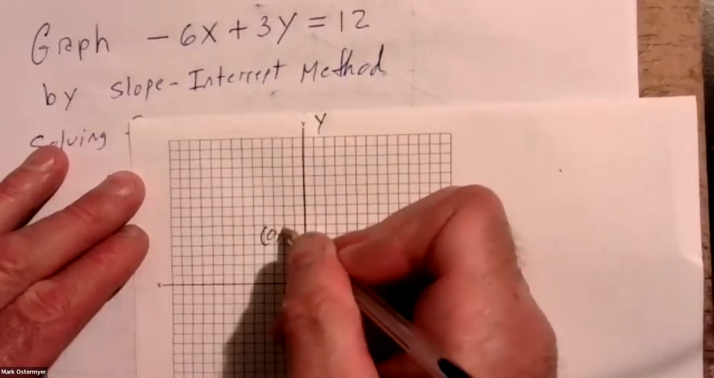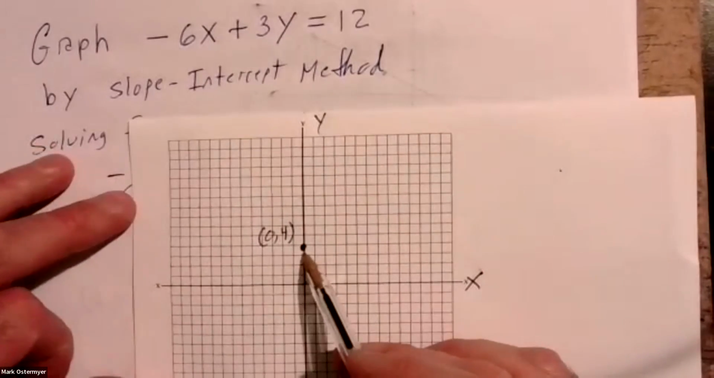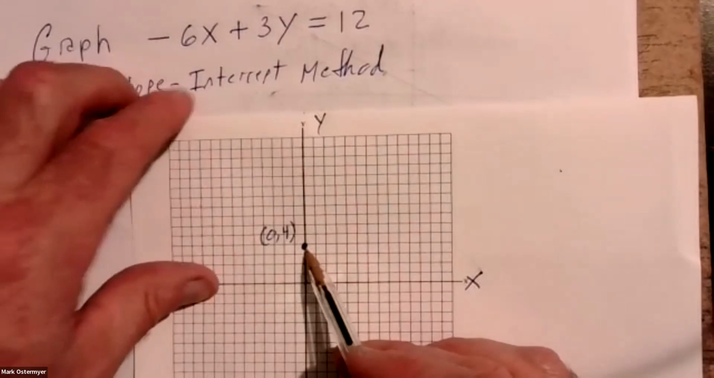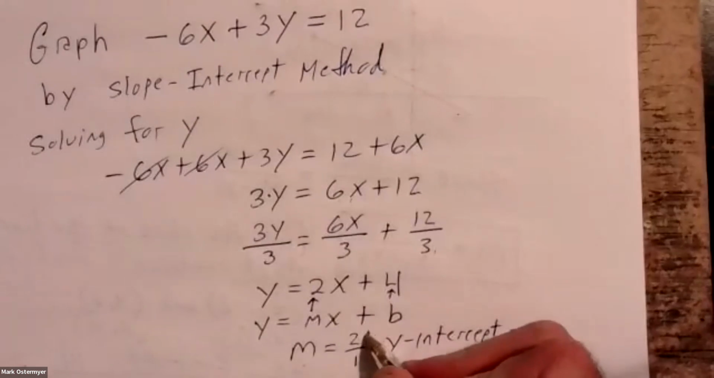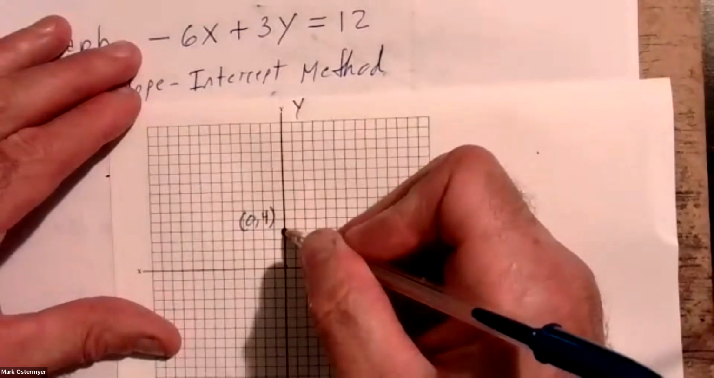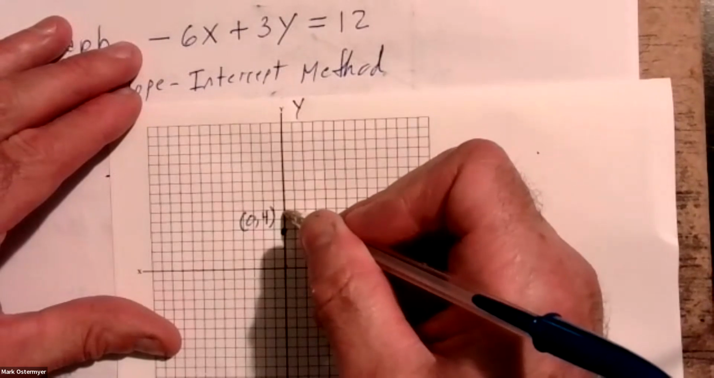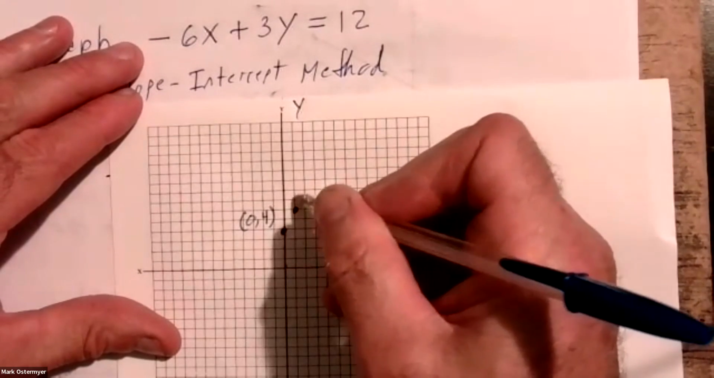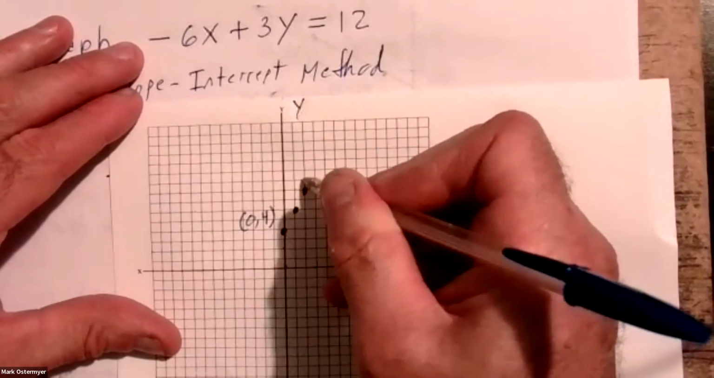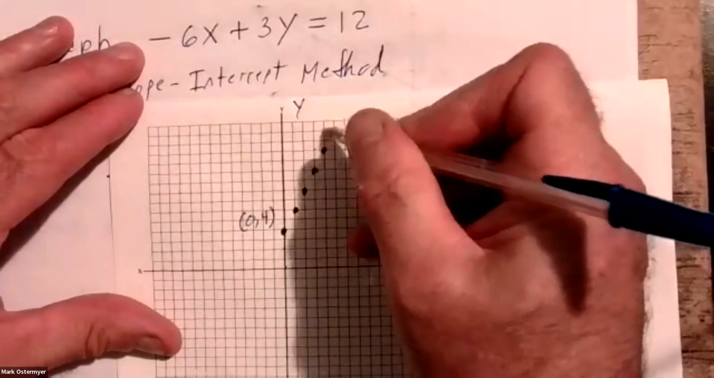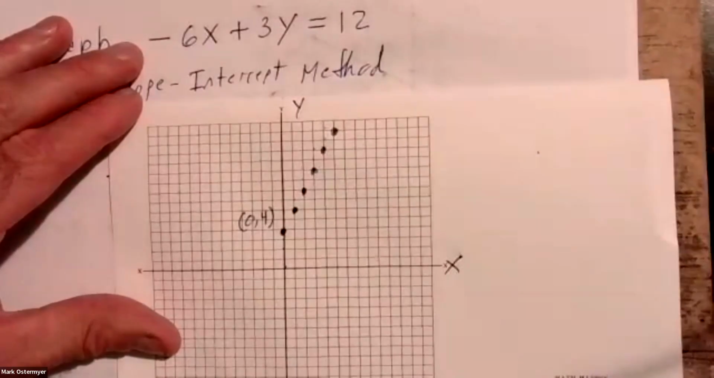0, 4. And now to plot other points on this line, all we have to do is navigate from our y-intercept. We just have to navigate up 2 units and 1 unit to the right in accordance with what the slope of the line is. So if I start at my y-intercept, go up 2 units, now 1 to the right, I should be able to plot another point on my line. I can do that again. Up 2, 1 to the right, plot point. You could do this forever.